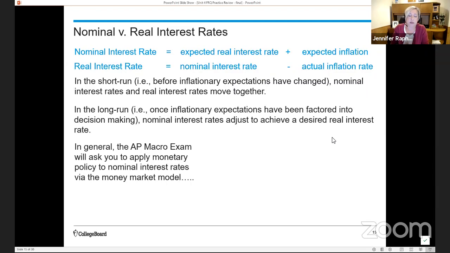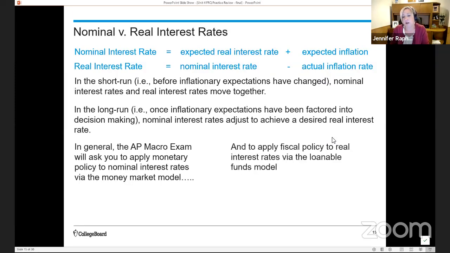You'll be asked about the effect of monetary policy on nominal interest rates by graphing it in the money market, and to apply fiscal policy to real interest rates via the loanable funds model. All right, in general, that's true. If you get a monetary policy question, you're probably going to be asked for a money market graph. If you're asked a fiscal policy question, you're probably going to see a loanable funds model.